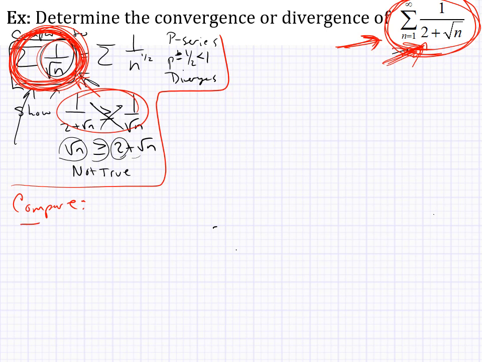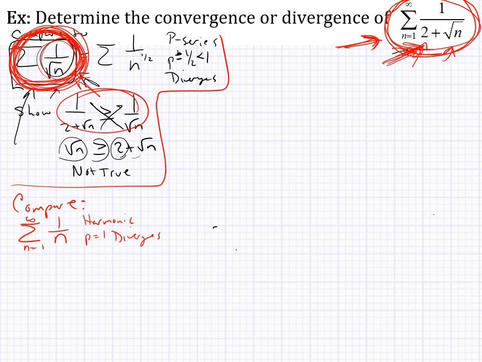So let's say we're going to compare it to something fairly easy. This is similar to a p-series, so I want to use another p-series. One of the simplest p-series that diverges is the harmonic, 1 over n. So this is a harmonic. It's a p-series, where p equals 1. It diverges. So we know this information.